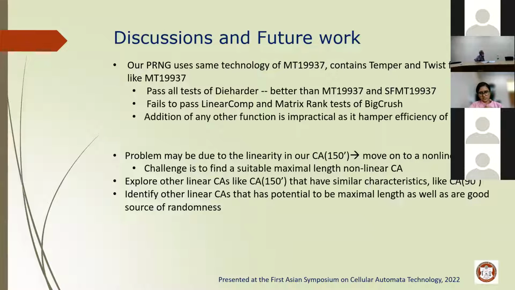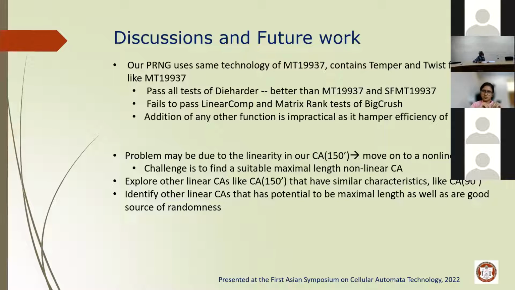There might be some other CAs as well which have similar characteristics, like CA190 dash, which was also introduced in the same paper. Maybe we can try to find out which of those can be maximal length as well as a good source of randomness. But still, by using our PRNG, we can easily beat the Mersenne Twister 19937. It is better performing than both SFMT and MT in terms of Dieharder. It is failing only the linear complexity and matrix rank tests of BigCrush, which take linearity in the generator.